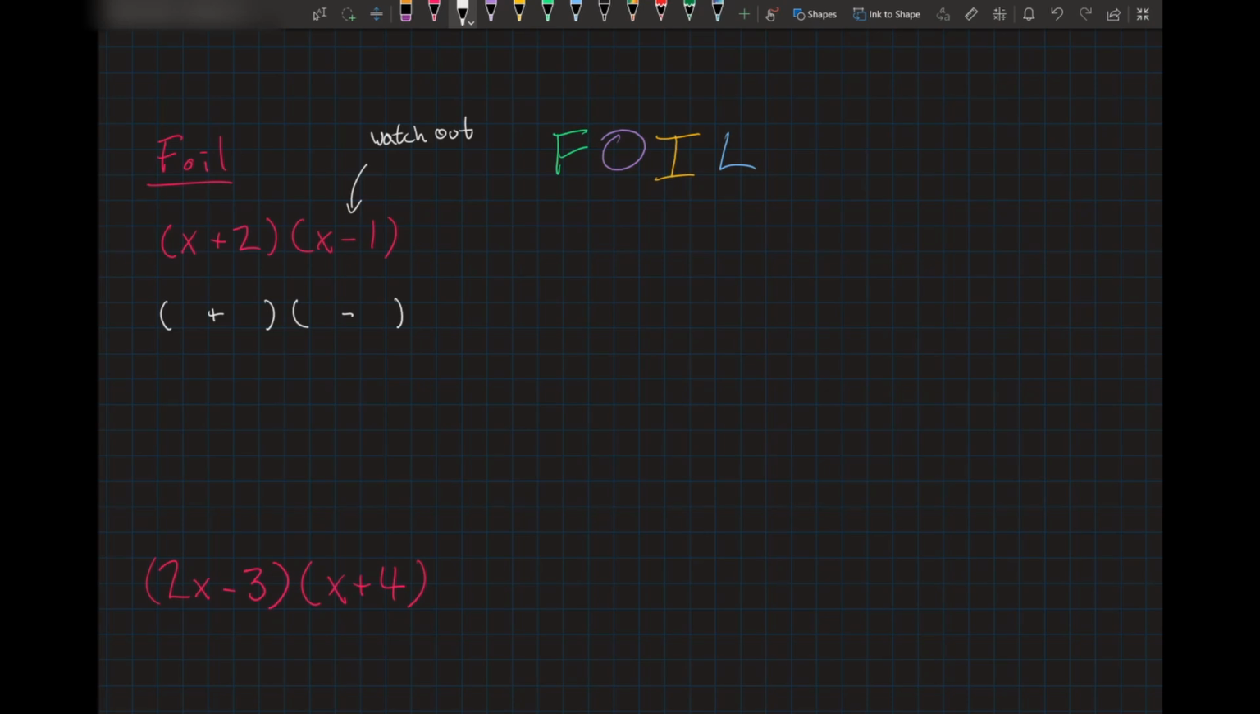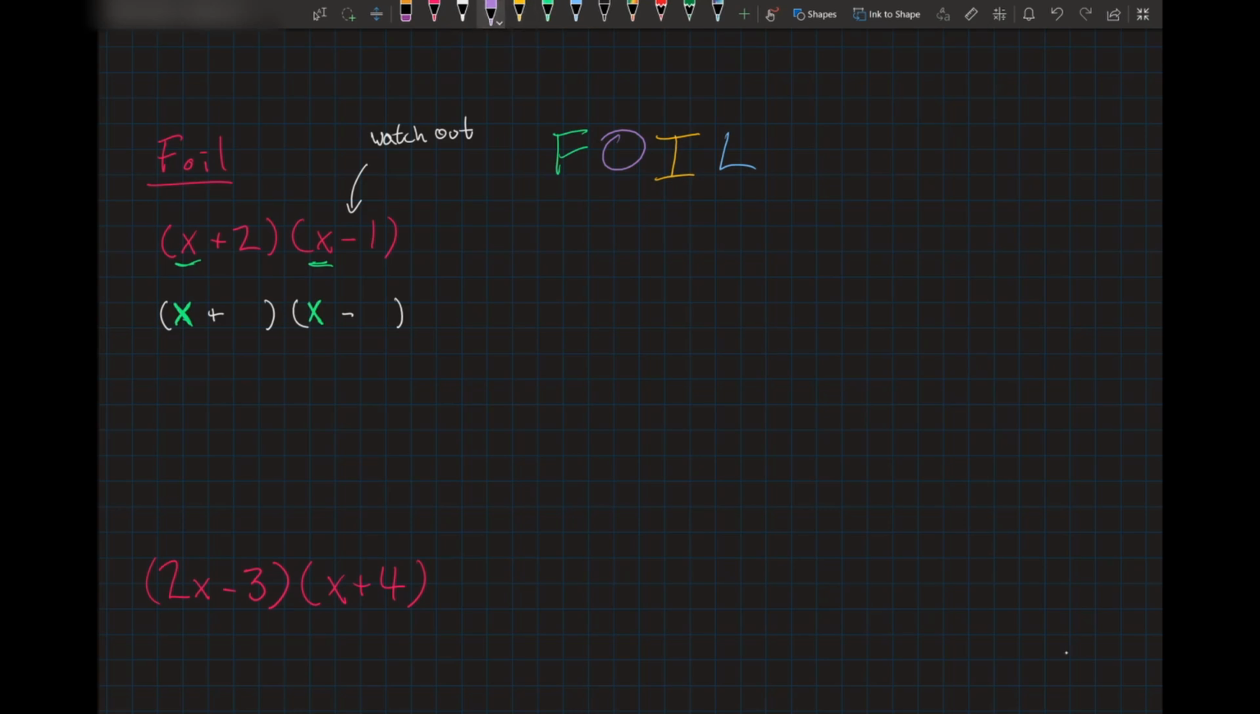Alright, so we're going to look at the terms that come first. So the firsts are going to be this and this. So x. So I'm going to do x in green and x in green. And actually I'm going to make these kind of thick, we'll see why later. Alright, so the first thing is we would multiply x times x, which is going to be x squared.